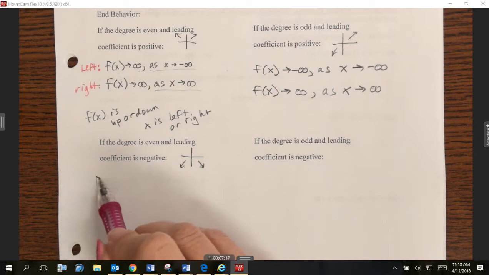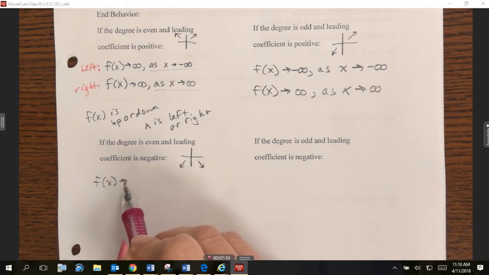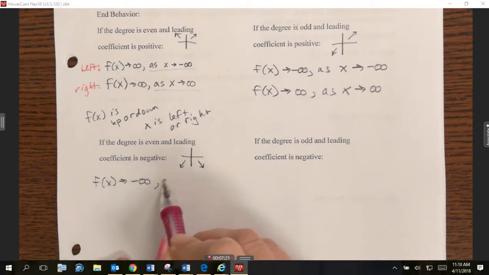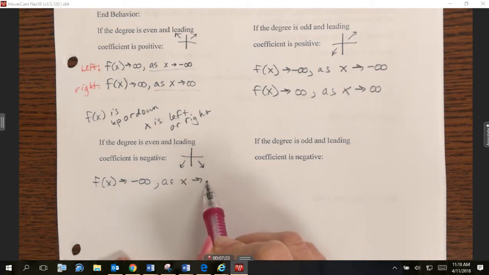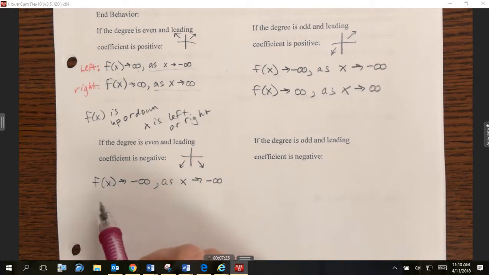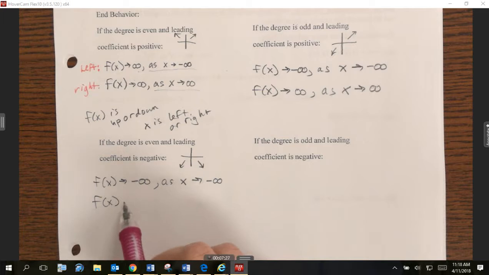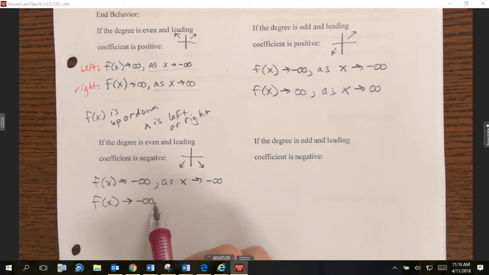So to the left, it goes down. f of x goes to negative infinity as the x values go to negative infinity. And to the right, f of x goes to negative infinity as the x values go to positive infinity.